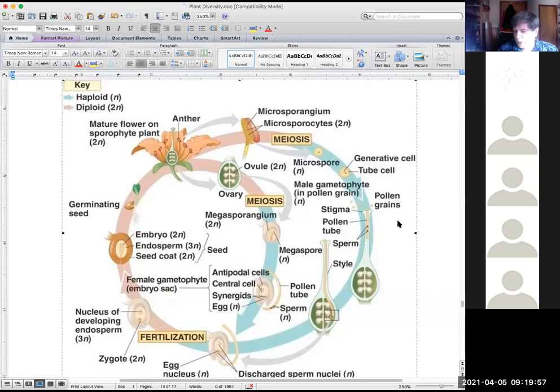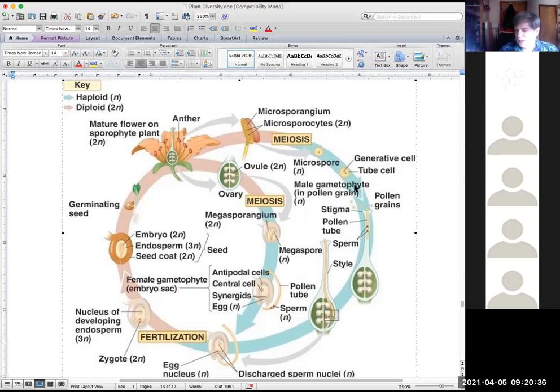So when we look at this, remember what we had said before. When we look at the sporophyte, it reproduces by making spores. And one of the things that makes seed plants different than the seedless plants is that seed plants make two different types of spores. They make a megaspore, which ends up forming the eggs inside the ovule, and they make a microspore, which ends up forming the pollen.